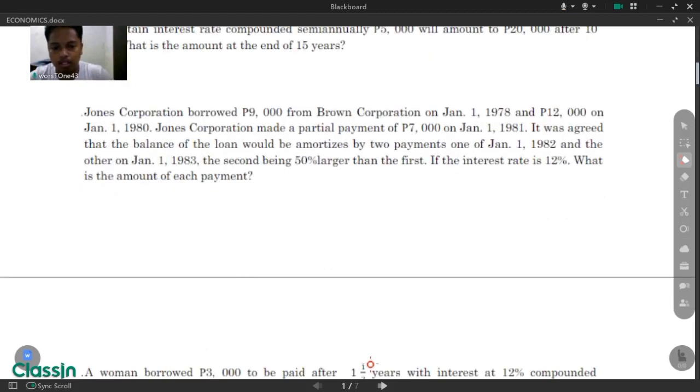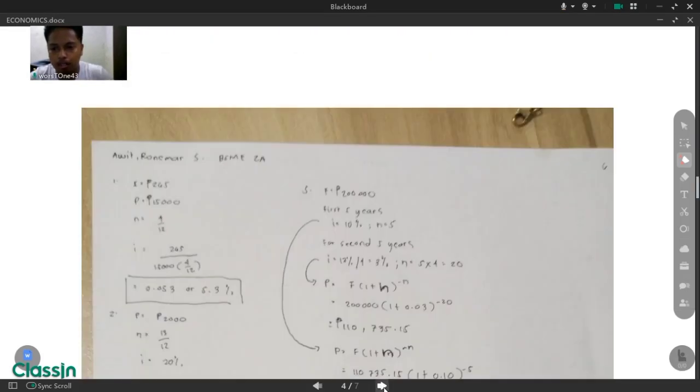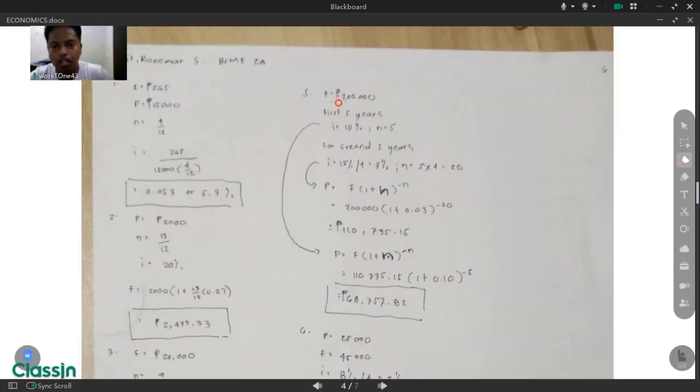Okay, so let's go back to my answers. Okay, 5. So the future worth is 200,000, as I've said. For the first 5 years, we have as our interest 10%, so n equals 5. For the second 5 years, we have I, our interest rate, 12%, which is equal to 3.